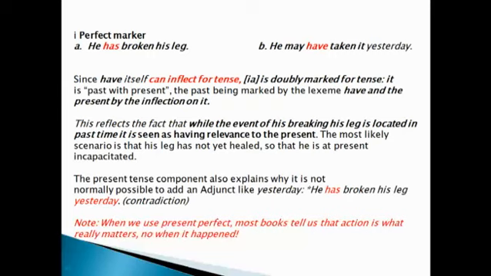The most likely scenario in the case of he has broken his leg is that now, with his leg broken, he is incapacitated. So the present tense component also explains why it's not normally possible to add an adjunct like yesterday. He has broken his leg yesterday is normally a contradiction, because when I use the present perfect, I'm putting the focus on the action, on the thing that happened, and not when it happened.